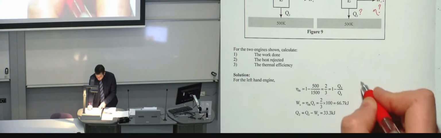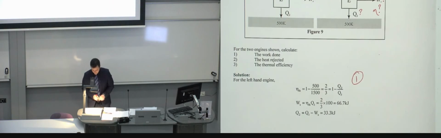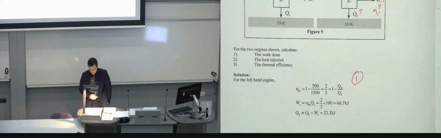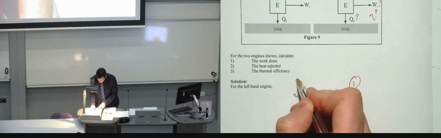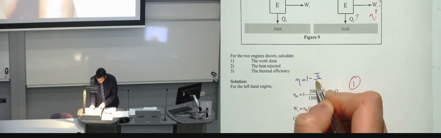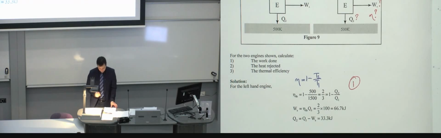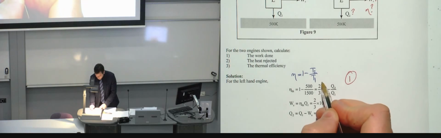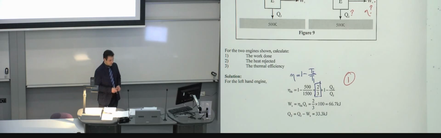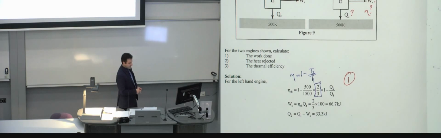This one is for system 1. We're going to use the equation which we derived from the previous page, which was eta equals 1 minus T2 over T1. And your efficiency will be 2 over 3, around 66%, 67%.